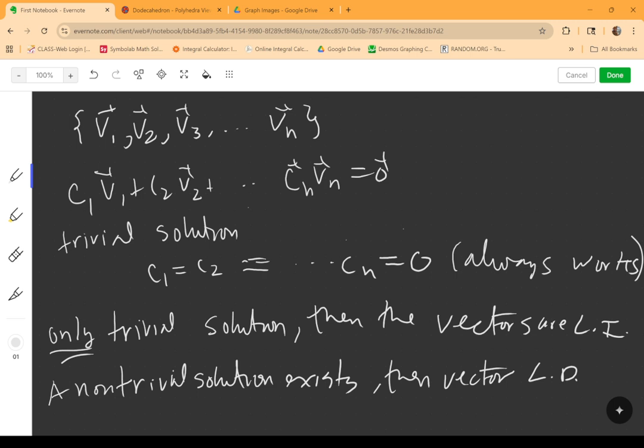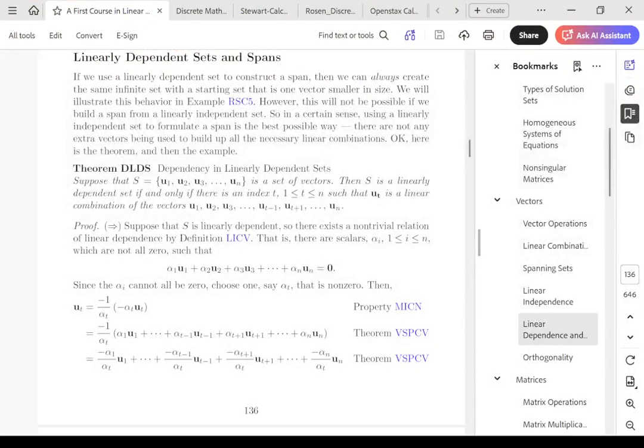All right, so let's take a look at a theorem from our textbook, theorem DLDS. It says, suppose that S is a set with n vectors. Then S is a linearly dependent set if and only if there is an index t such that u_t is a linear combination of the vectors u1 through u_(t-1), u_(t+1), through u_n.